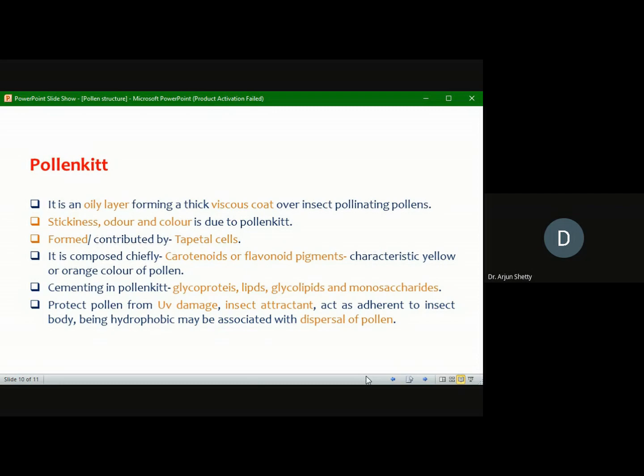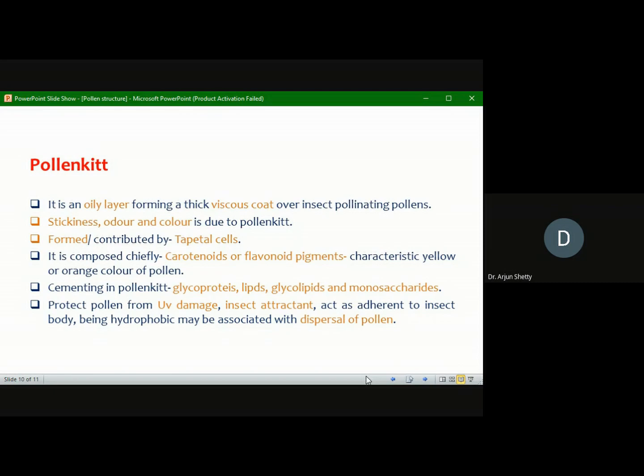So because of that, this particular composition shows adaptations and morphological variations that support growth and development and help to increase their population. And this particular kit, the pollen kit, the oily layer may be sticky, may have some odor, and may also be colored. These three characteristics are more important in insect pollination.